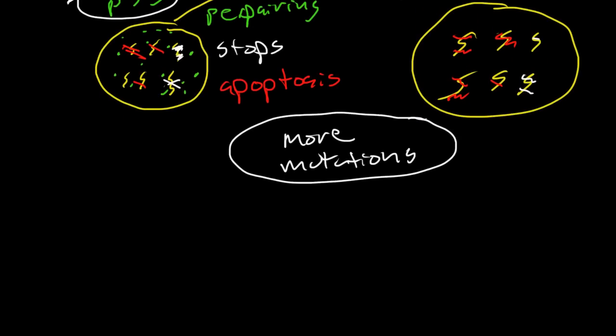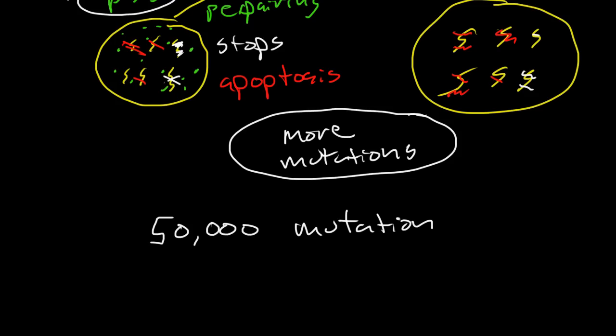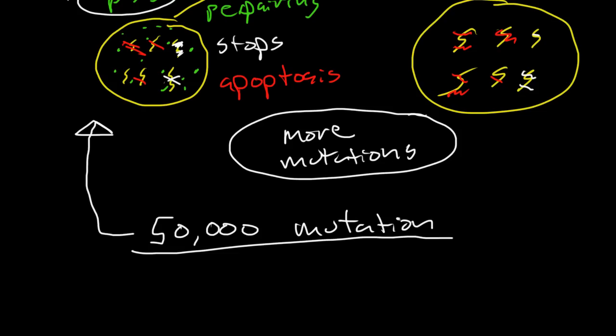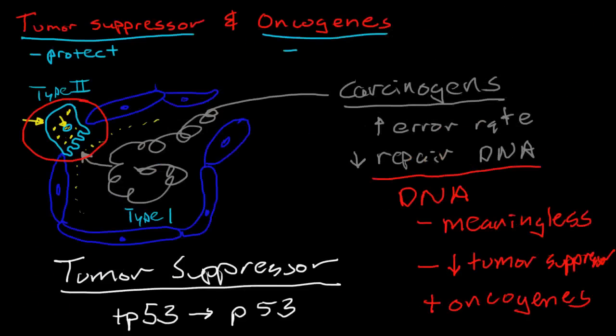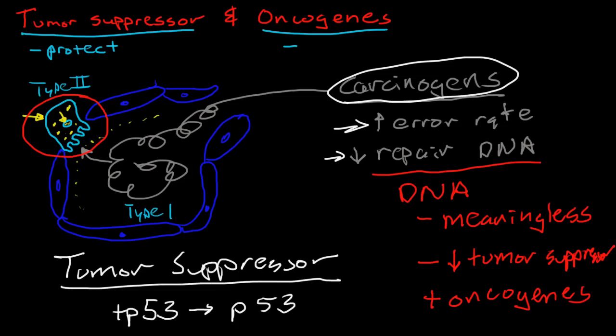Now, studies have shown that many cancer cells have as many as 50,000 mutations in one cancer cell. So how does a cell get that many mutations? It's because we have damaged the protective mechanisms. Early on in the process, we've damaged some of the important protective mechanisms of the cell. And we also have the underlying exposure to carcinogens that's increasing our error rate and decreasing the effectiveness of our DNA repairs. So that's my introduction to tumor suppressor genes.